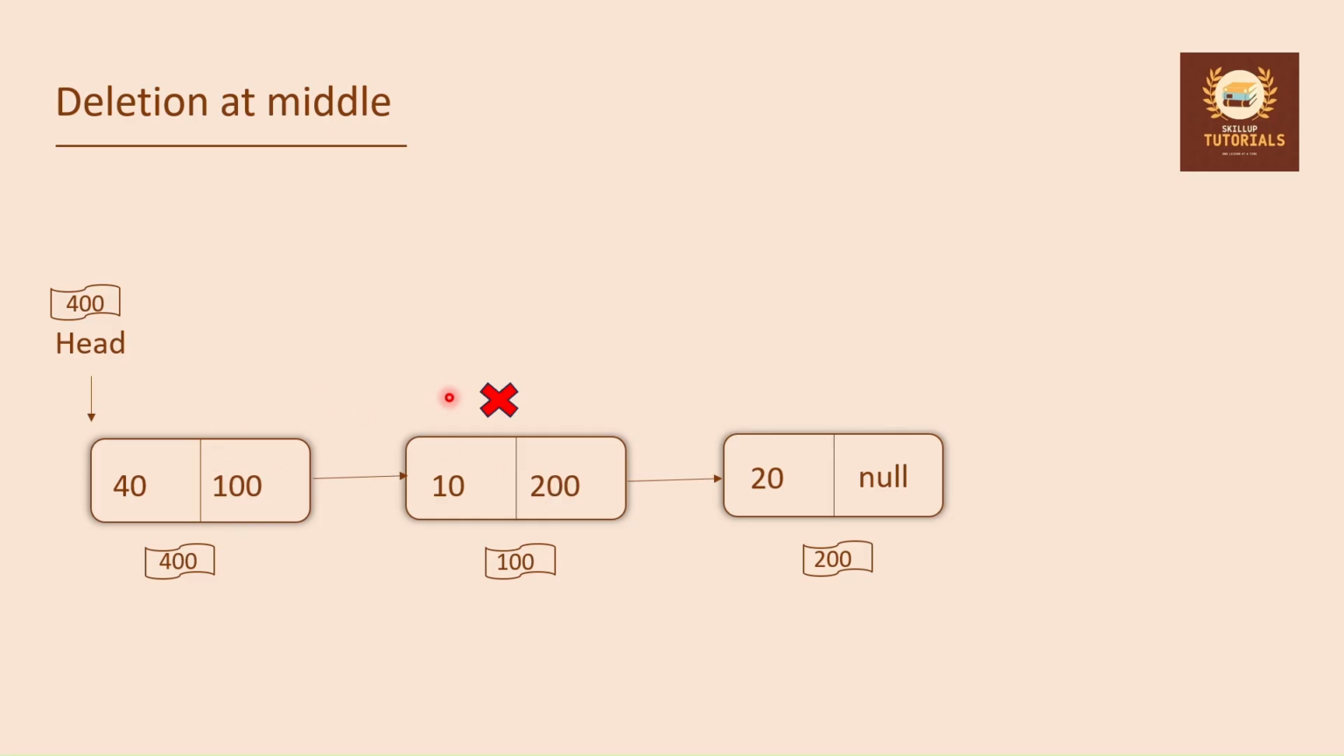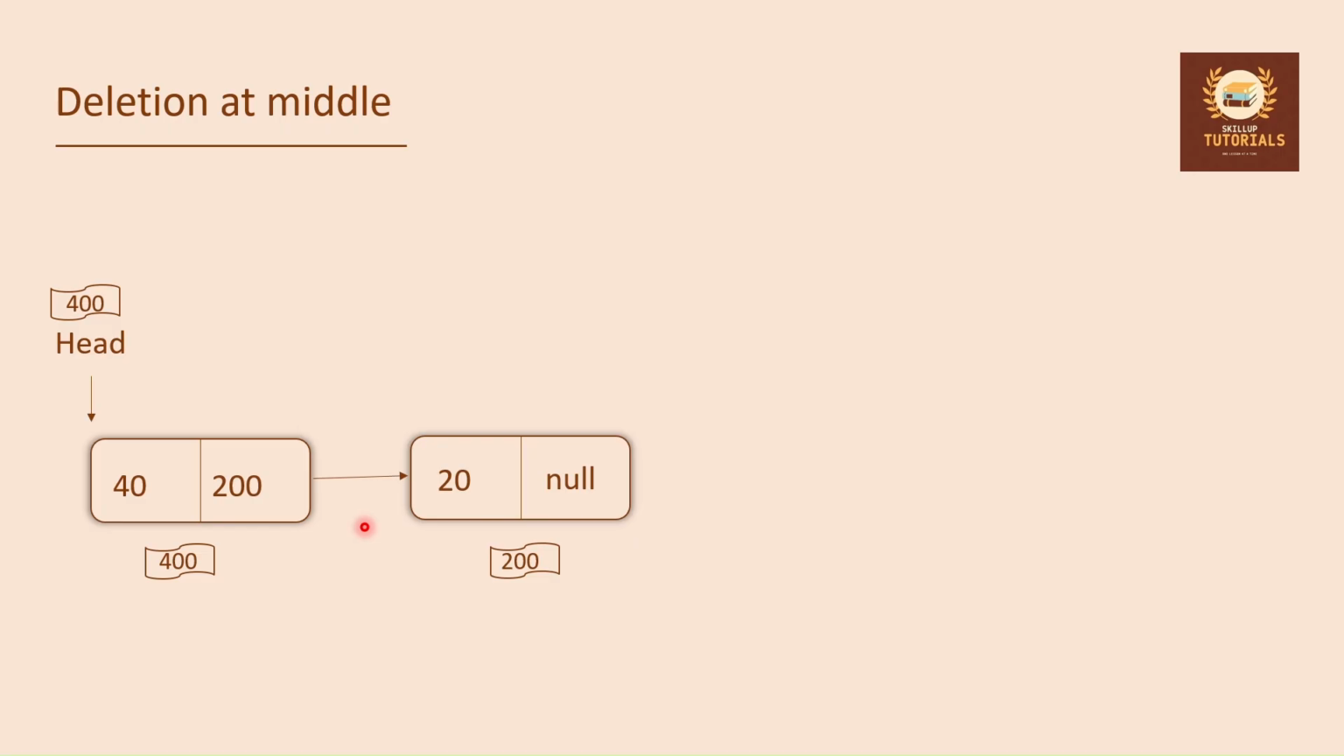So this is how we will do the deletion at middle. That's it. We don't do anything more other than this. Okay. This is how we can delete. See, 200 is placed here. That means this link was gone. This is how we can do.